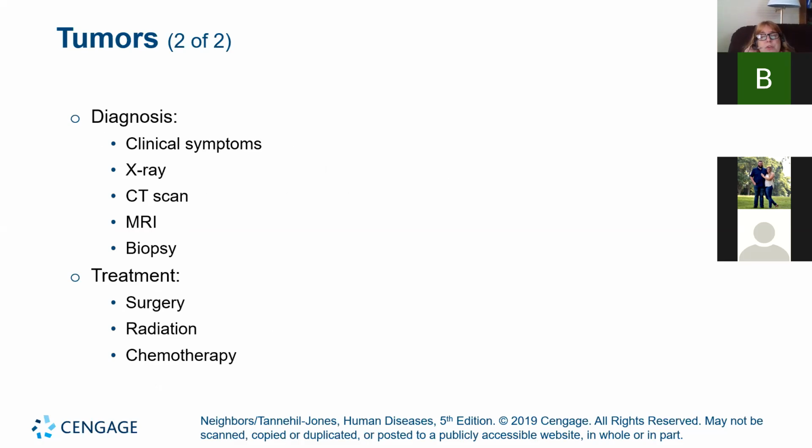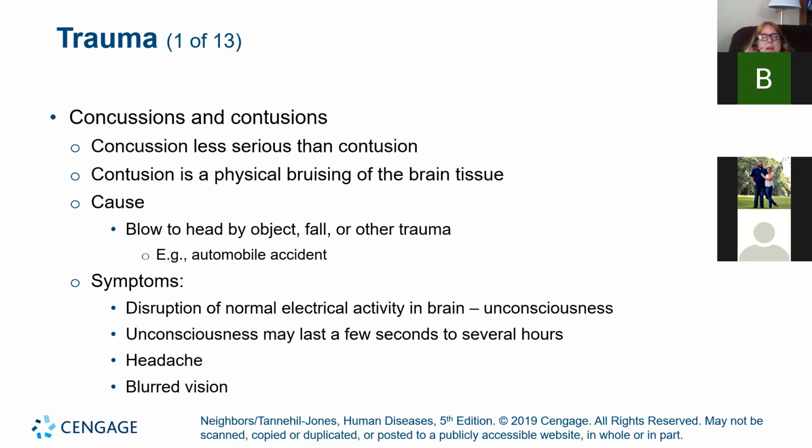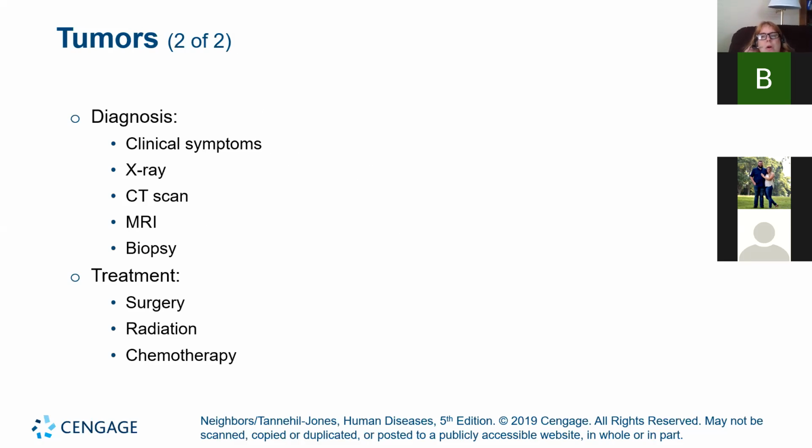Treatment can involve surgery sometimes. Sometimes they are inoperable depending on where they are. So they might be able to do radiation. They might be able to do chemotherapy. But usually it all depends where the tumor is located in the cranial section.